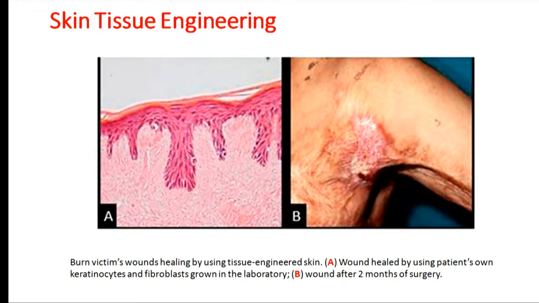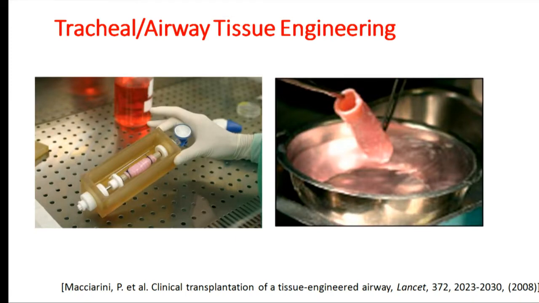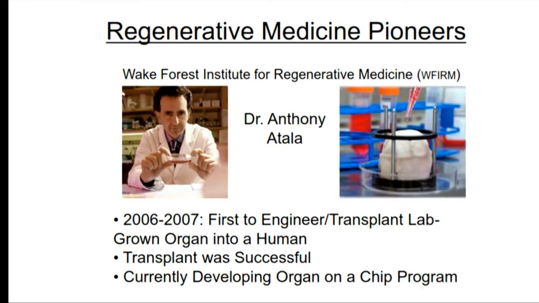And what we can see in A is the wound healed by using the patients' own keratinocytes and fibroblasts grown in the laboratory. They took patients' cells, so keratinocytes and fibroblasts were grown in the lab, and then this graft was put back on the patients, and it healed very well. That's the tracheal or airway tissue engineering, where they can grow this tracheal system in the lab, and when this is grown, they can put it back into the patients.